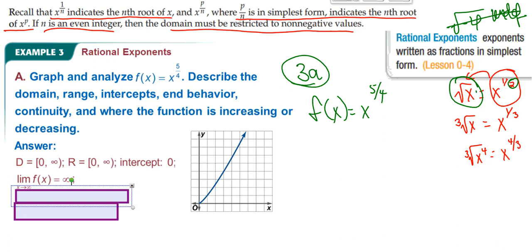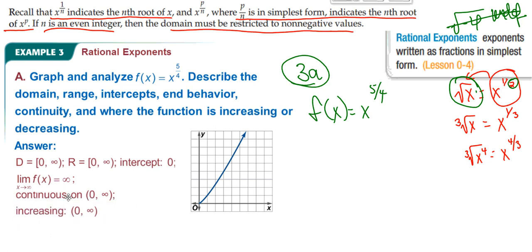I can trace it along there and it all works out just great. So it's continuous on the interval from 0 to infinity. And lastly, increasing, decreasing, or 0, it's increasing along that whole domain. Remember, those intervals are always with a parenthesis on them as well.